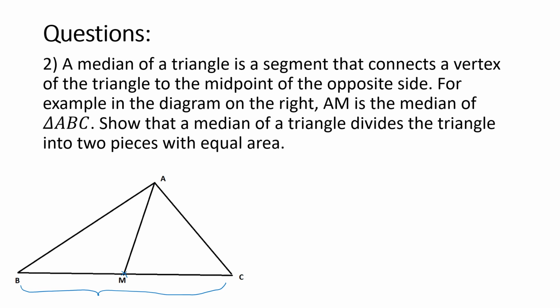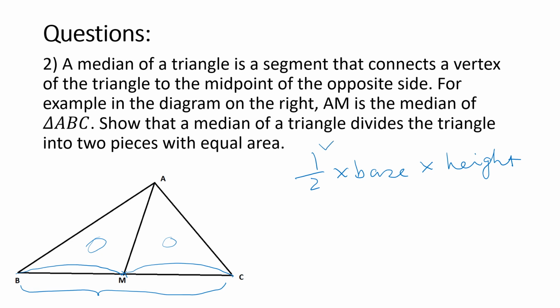Show that a median of a triangle divides the triangle into two pieces with equal area. So this goes back to the definition for a triangle: 1/2 multiplied by the base multiplied by the height, right? So if we say we want to use BM as the base and MC as the base for the triangle on the left and the triangle on the right, okay? But we know that M is at the midpoint, so BM equals MC. So the base is the same. The 1/2 is the same, the base is the same.